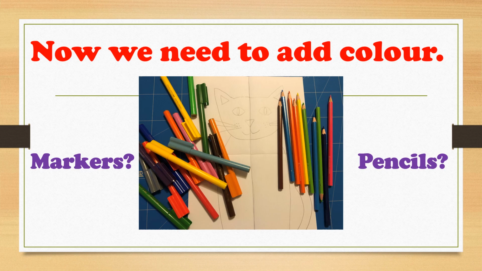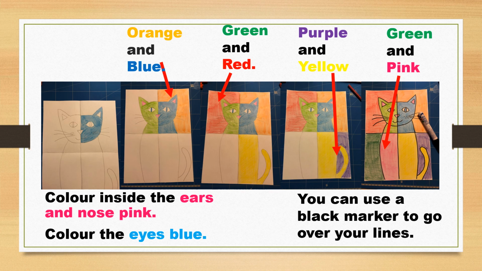Now we need to choose what we're going to use to colour in our cat. It could be pencils, markers, pastels, paints, whatever you have available at home. And we need to start colouring in our cat. So you can see that in each of our boxes that we did in step number 1, I've used those complementary colours. And you can colour the inside of the ears and the nose pink. You can colour the eyes blue if you want to. You can use different colours. If it's too tricky to stick to those complementary colours, that's okay, but I just want to see that everyone's giving it a go. Then if you have a black marker, you can go over your lines at the end.